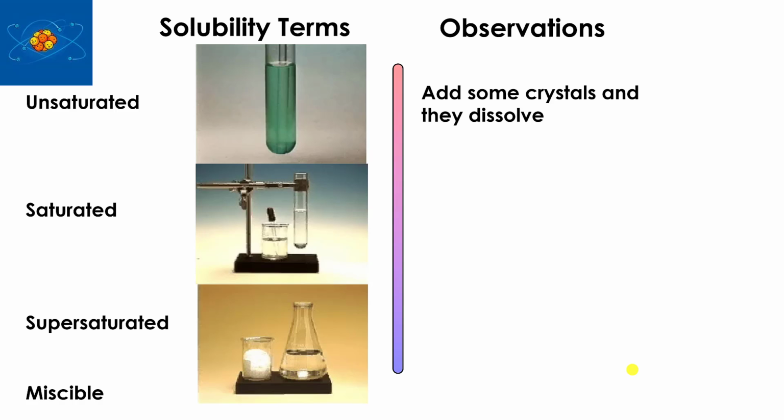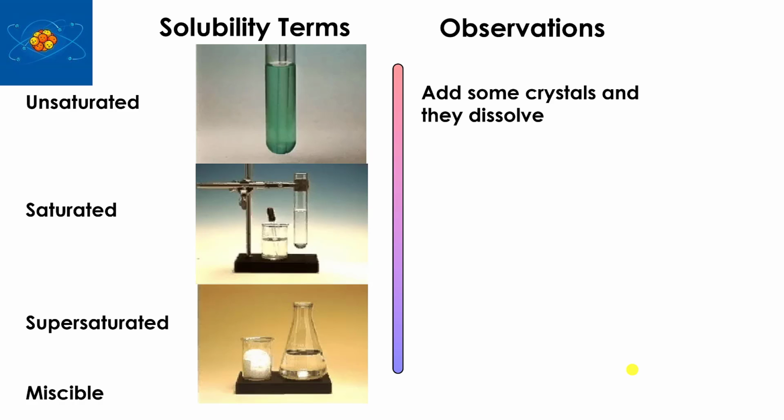Okay, so the next term is saturated, and that means a solution that is at its solubility limit. So when you have a saturated solution, how do you know that it's at its solubility limit? Well, one way is to just add crystals to it, and crystals will no longer dissolve in it. But the other way that we know that we have a saturated solution is when we do a precipitation reaction.